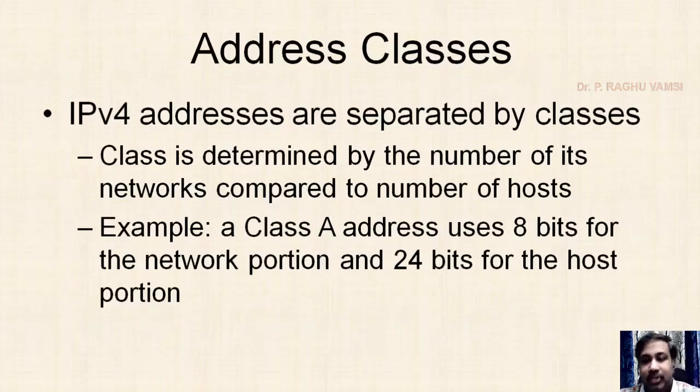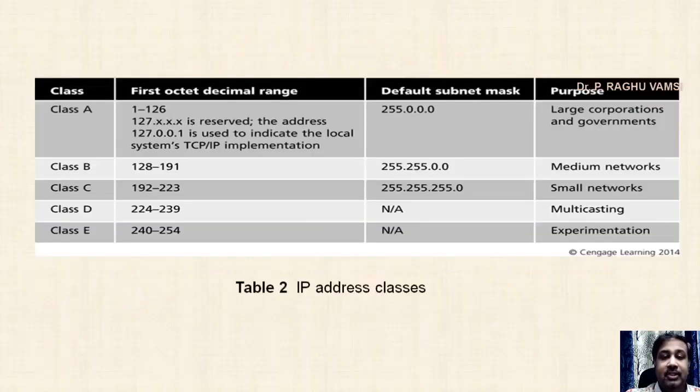Now we'll see the address classes of IPv4. The class is determined by the number of bits for the network compared to the number of hosts. For example, a class A address uses 8 bits for the network portion and 24 bits for the host portion. So there are different classes of IP addresses that you can choose, like class A, class B, class C, class D, and class E.